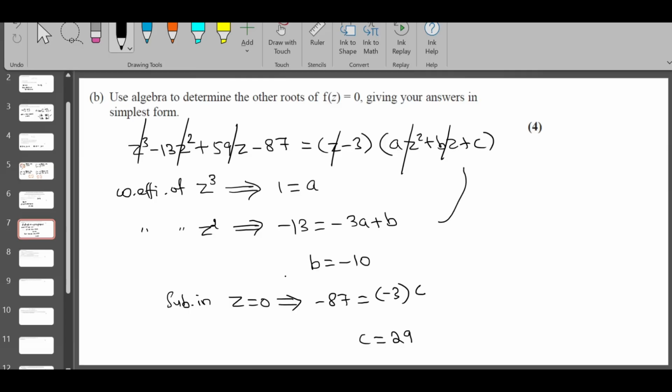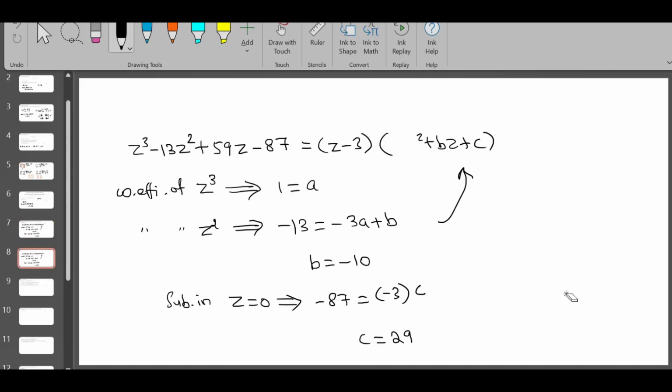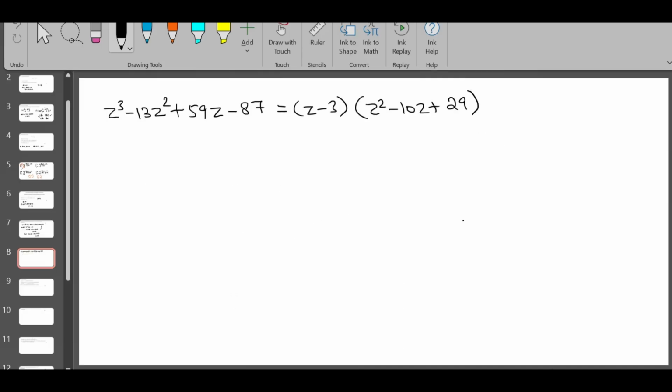So we are going to sub in the values of a, b, c here and factorize the quadratic and find the solutions. So we can write the function as z minus 3 times az square plus bz plus c. We know a is 1, b is minus 10, c is 29. So when you equate it to 0 to find the roots, you will get z minus 3 is 0. That's one of the roots which is given in the question already. And z square minus 10z plus 29 is 0.